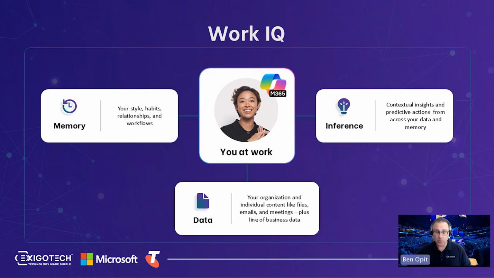The index has been reworked and has made agents more aware. Agents can get questions via semantic index search to get better, impactful answers. Work IQ gives much more personalized and intelligent experiences because now it has memory and it understands your style and your habits and remembers it for next time. And there's the inference layer, which contextualizes insights and predictive actions from your data and your memory. And that data then all connects with your emails and your meetings and your business line.